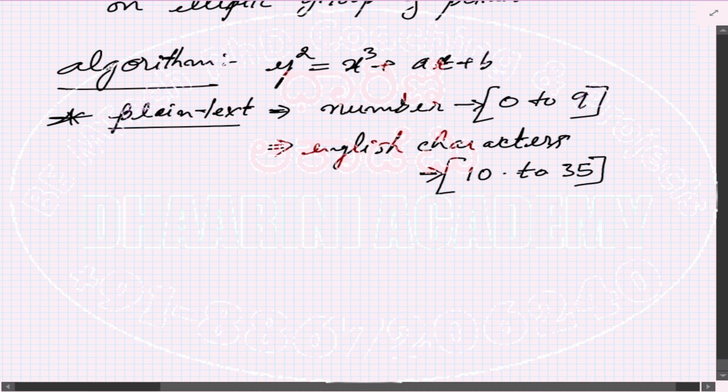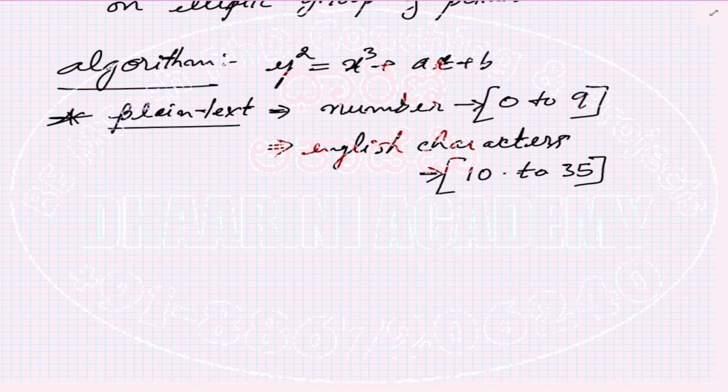If you consider 10 to 35 as capital letters, from 36 onwards you can assign small letters. So that actually adds more complexity to your encryption. But just to understand the whole process, we'll restrict to 10 to 35 and 0 to 9, so totally 0 to 35.